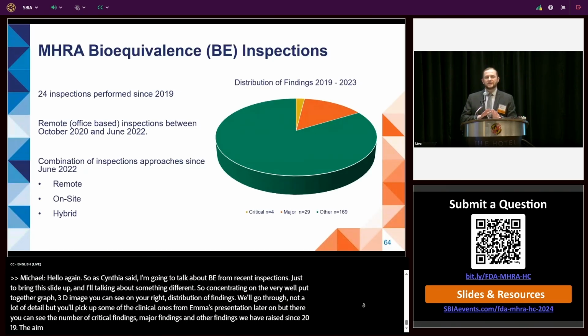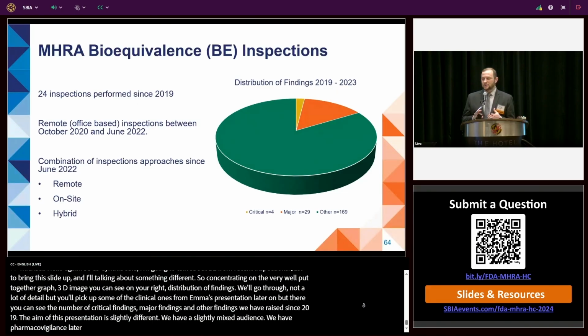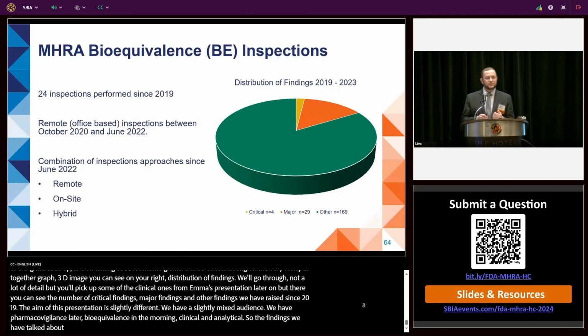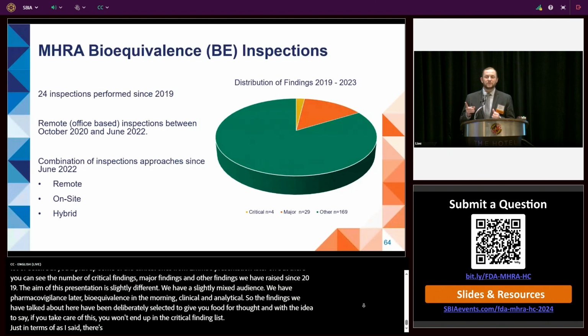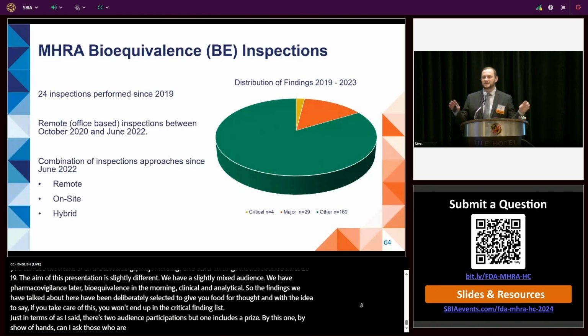The aim of this presentation is slightly different. We have a slightly mixed audience. We've got pharmacovigilance later. We've got bioequivalence in the morning, both clinical and analytical. So the findings that we talk about here have been deliberately selected to give you food for thought, with the idea in mind that if you take care of these, you won't end up in the critical finding list. I said there'll be 2 audience participations, but one of them includes a prize. For this one, by show of hands, can I ask those that are directly connected with regulated bioanalysis in the room? If you're online, please feel free to raise your hand, I just can't see you.